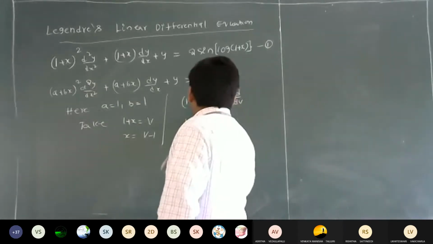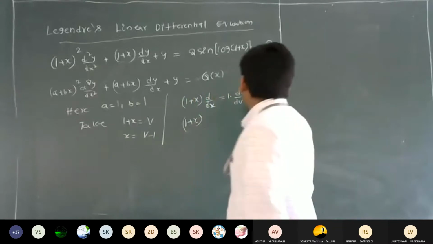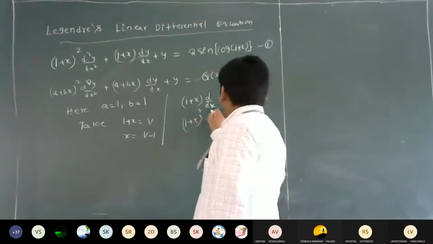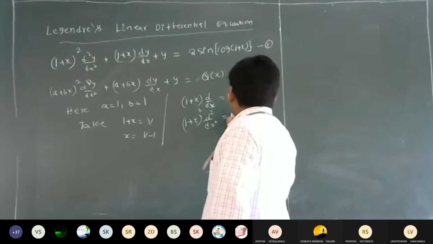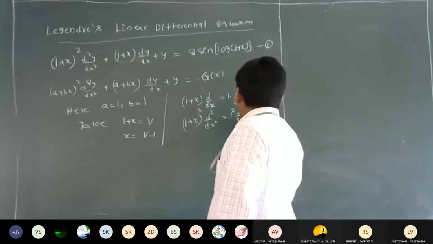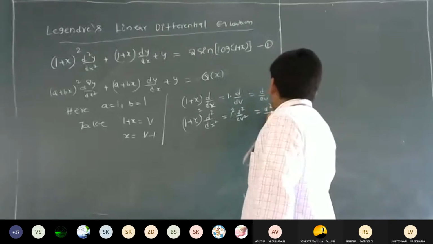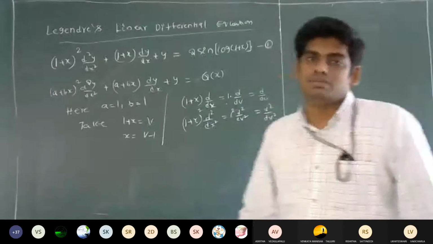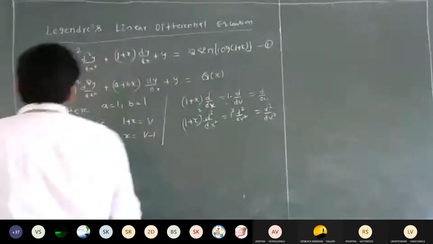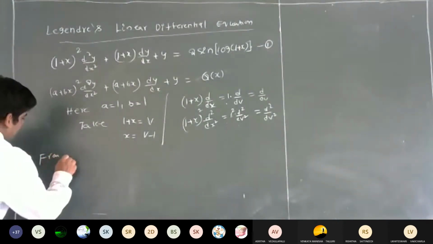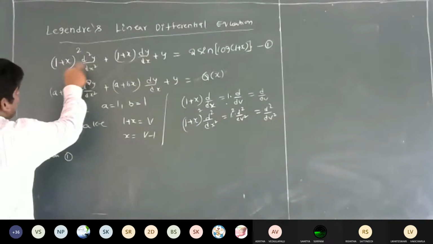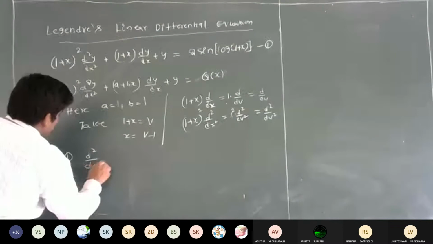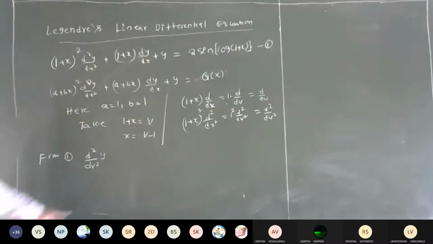Next, (1 plus x) into d by dx is 1 into d by dv, based on the last discussion. So (1 plus x) whole square into d square by dx square becomes 1 square into d square by dv square, that is d square by dv square. Here b is equal to 1, so there is no problem. Therefore just substitute, so this is d square by dv square into y.